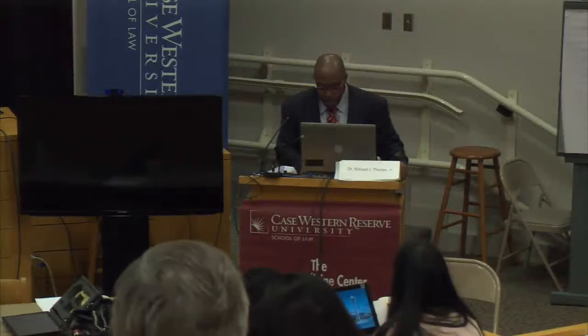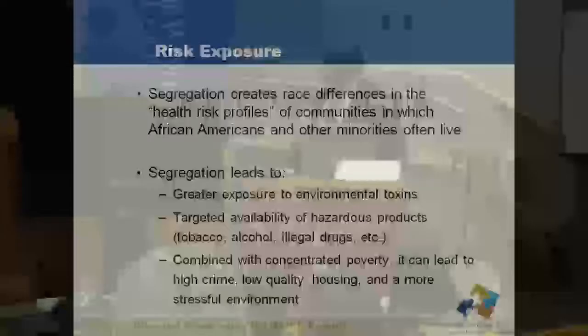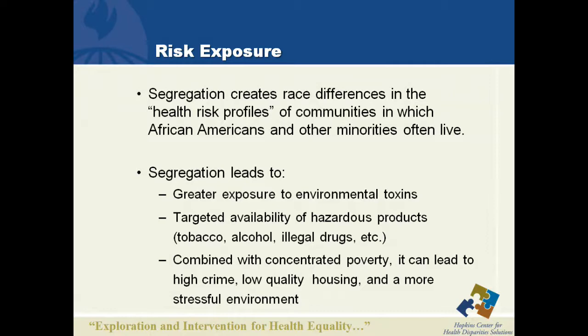So that was a very, very brief overview of how segregation has emerged in the United States. I want to turn now to how it can impact health disparities. There are two theories put forth. The first is the risk exposure theory. It says that segregation creates health risk profiles in communities where African Americans and other minorities live. Typically, those people have greater exposure to environmental toxins, and they're in targeted areas where a lot of hazardous products are sold, illegal drugs, alcohol. Combine this with concentrated poverty, and it can lead to high crime, low quality housing, and a much more stressful environment to live in.